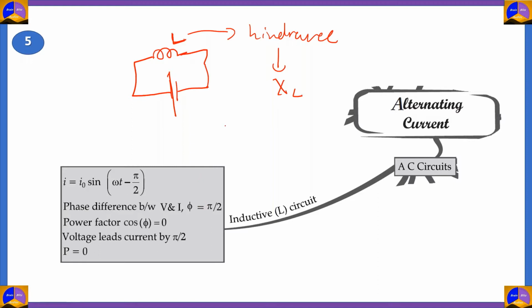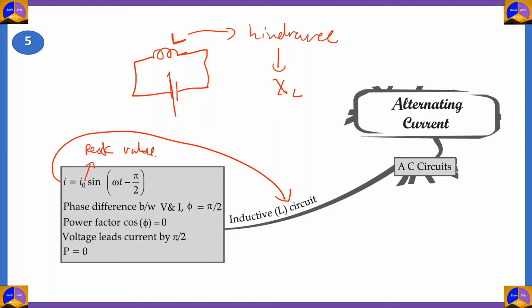So we need to find out the value of the current that is passing through the inductor and through the circuit, which is an inductive circuit. So I is the value of current in the inductive circuit, while I naught is the peak value.